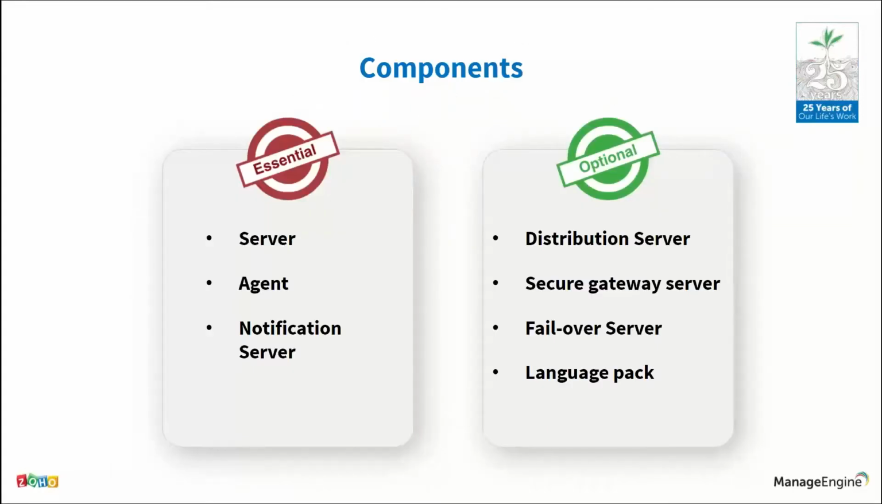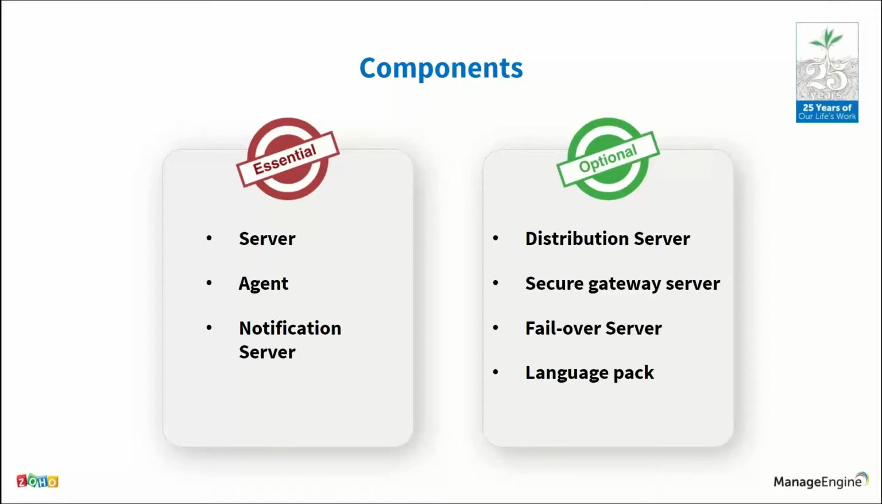Now, what are the components that you need to run this application? There are essential as well as optional components. The Desktop Central server is the central component that you will install. It provides the interface to your management console. The agent is also an essential component. You need the agent to be installed on the machine that you would like to manage.